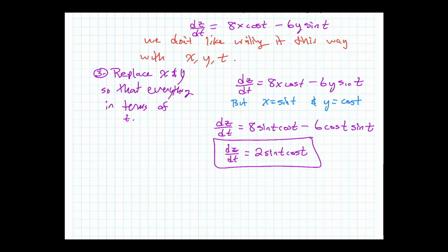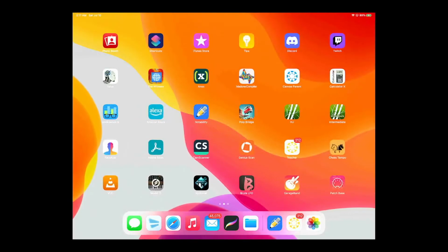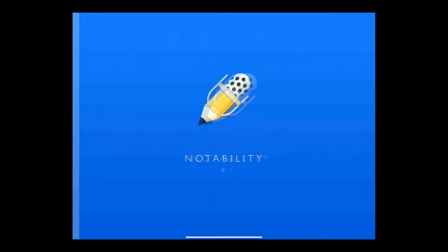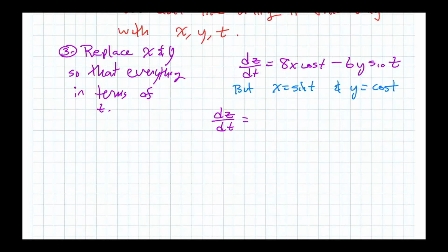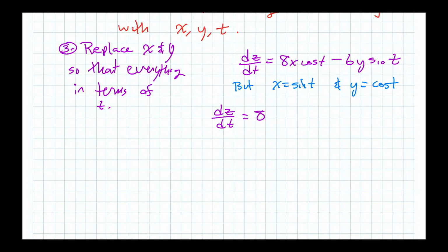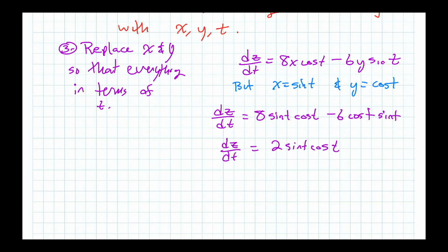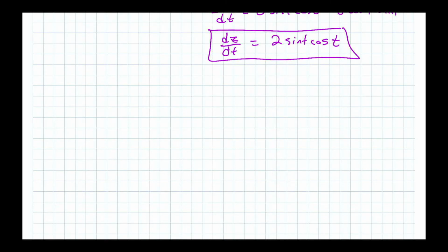Now, let me just try to get rid of the lag here. I think that's better. Okay, well, I got to rewrite it. Hold on. 8 sine t cos t minus 6 cos t sine t, which is 2 sine t cos t. Okay. All right. So that's how we did that.